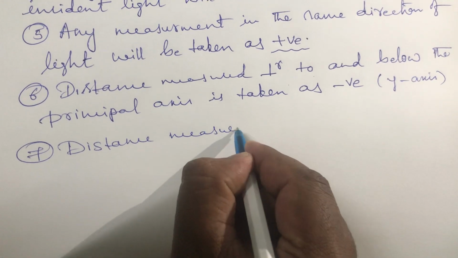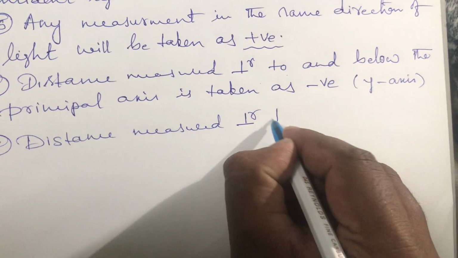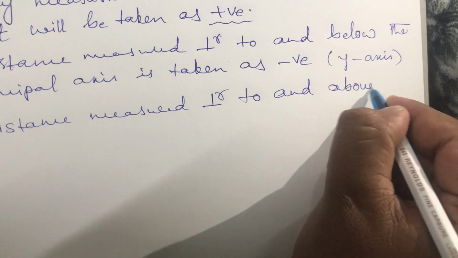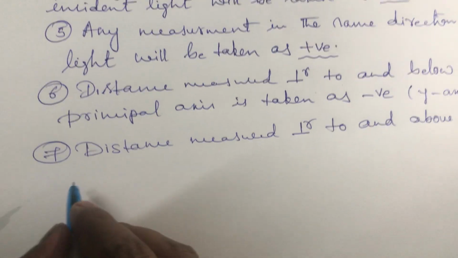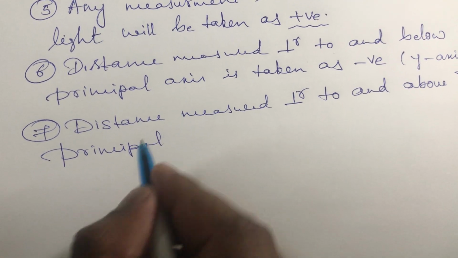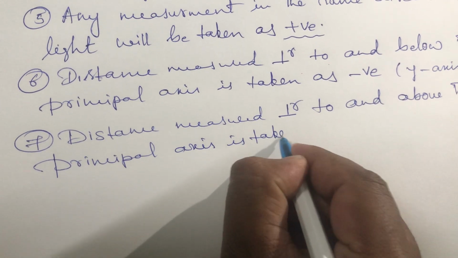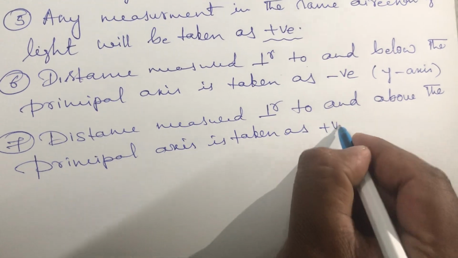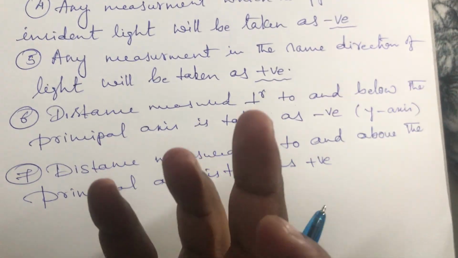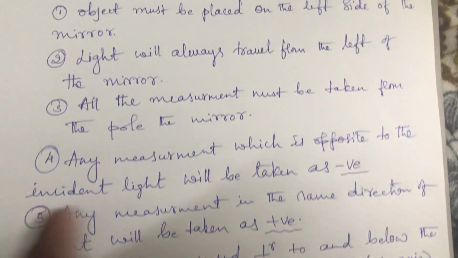Next one, I can say that distance measured perpendicular to and above the principal axis is taken as positive, which is along the y-axis. These are the major rules we have to consider while solving numericals with respect to these sign convention rules.